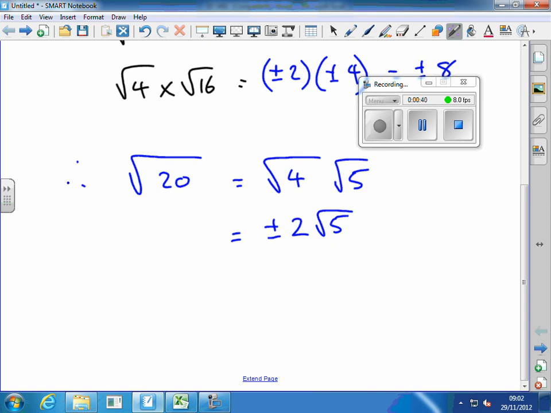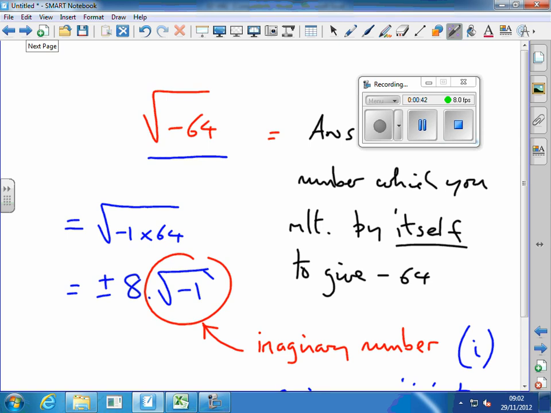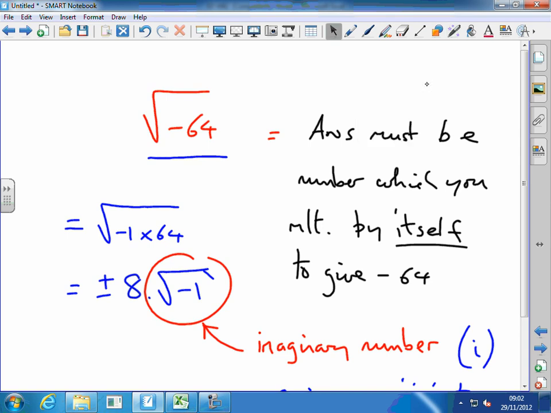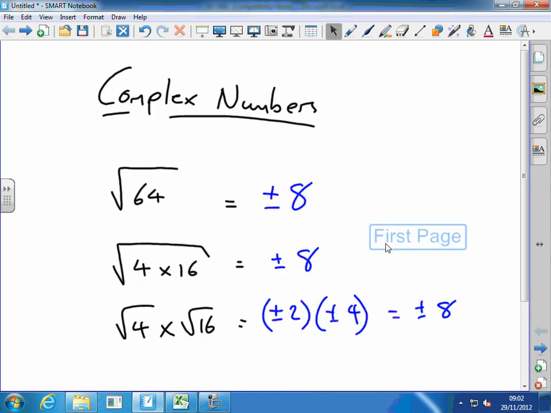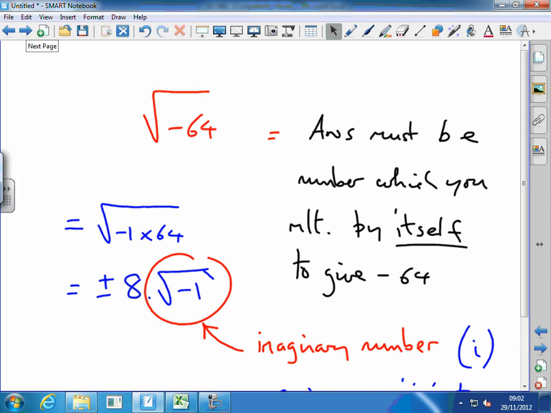If I look at a number like this, the square root of minus 64, you can't do it, because whenever you square a number, in other words, multiply it by itself, it's always going to be positive. So if you put this into a calculator, you get math error. But you can get around it.